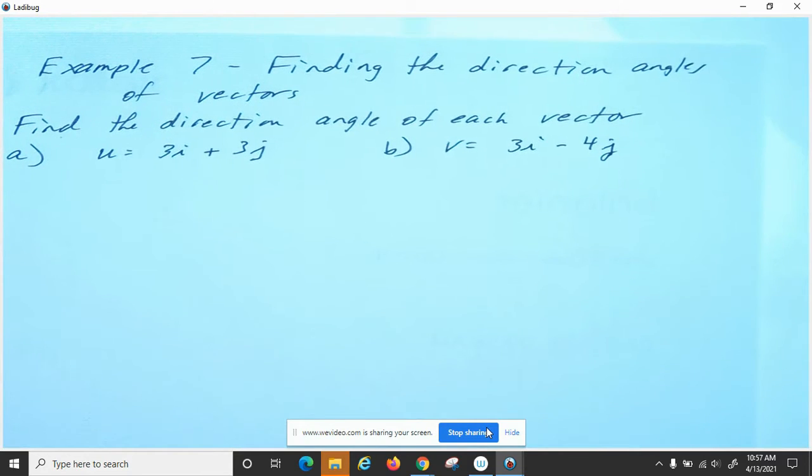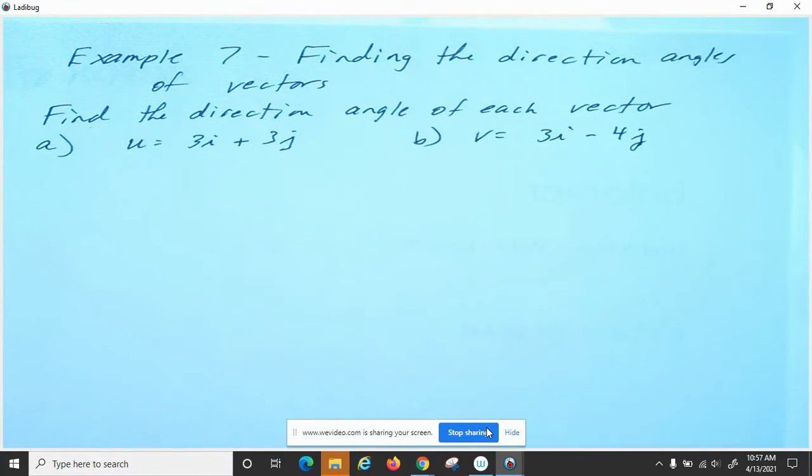Hi, this is still section 6.3, example number 7. What we're going to do is find a direction angle of vectors. All right, so we want to do two of these.